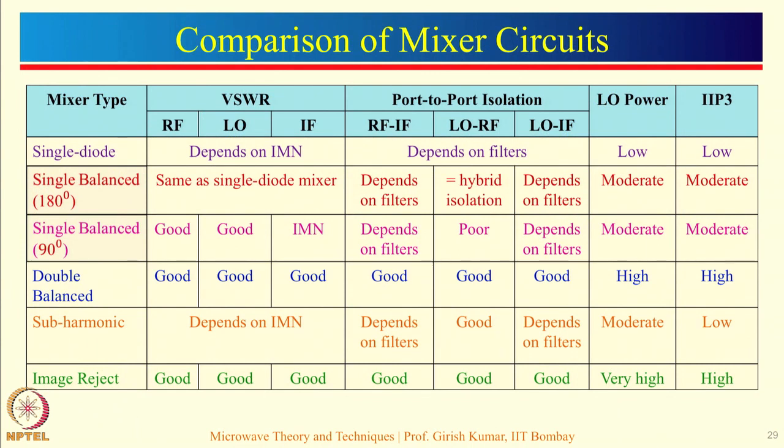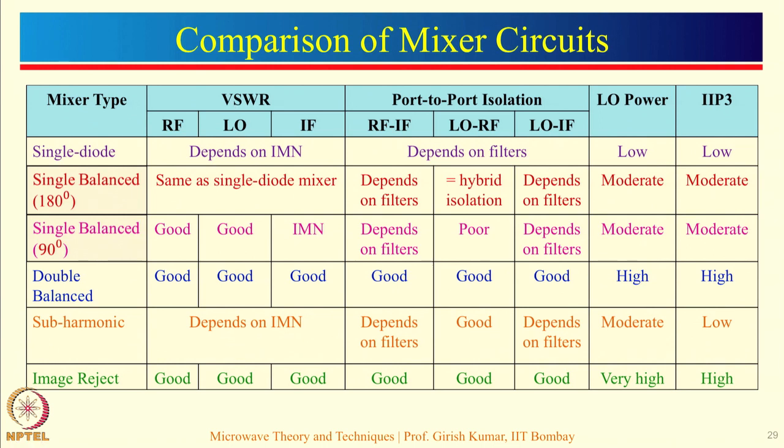So what we have here is a comparison chart between various mixer circuits. We have mixer types: single diode, single balanced using 180 and 90 degree couplers, double balanced mixer, subharmonic and image reject. We are going to compare all these mixer circuit types based on the following criteria: VSWR, port to port isolation, which we saw is very important, LO power required, which is used to drive the mixing devices, and IIP3, which indicates the linearity of the mixer.